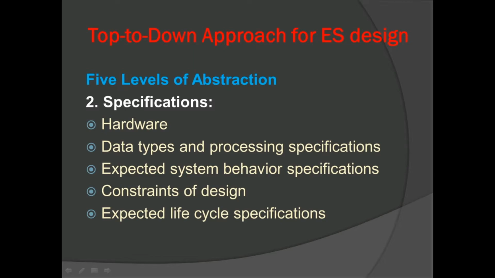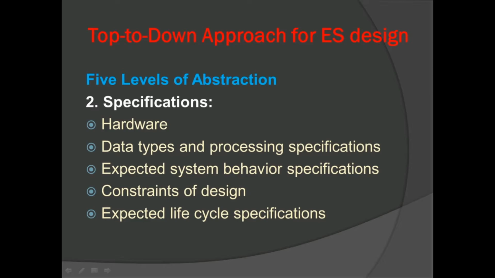Now, as far as hardware is concerned, we came to the conclusion that the hardware to be utilized for this particular application was NodeMCU. Right? Then we need to decide the data types and processing specifications. Whether we are processing the data, whether we are removing the noise present in the samples, should we send the data as it is, or we take the mean of 5 samples and then send the data, right? Those decisions you have to take at the specifications level.